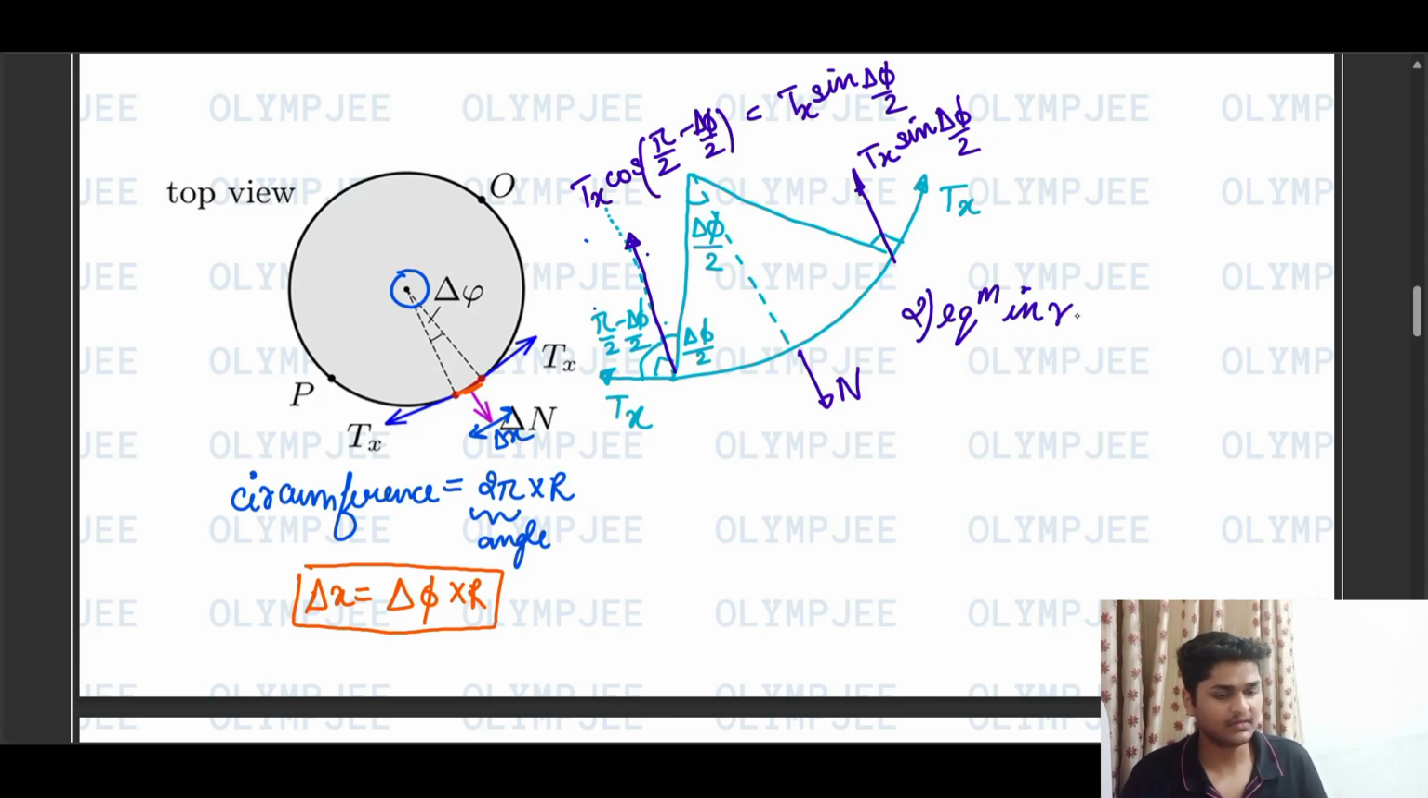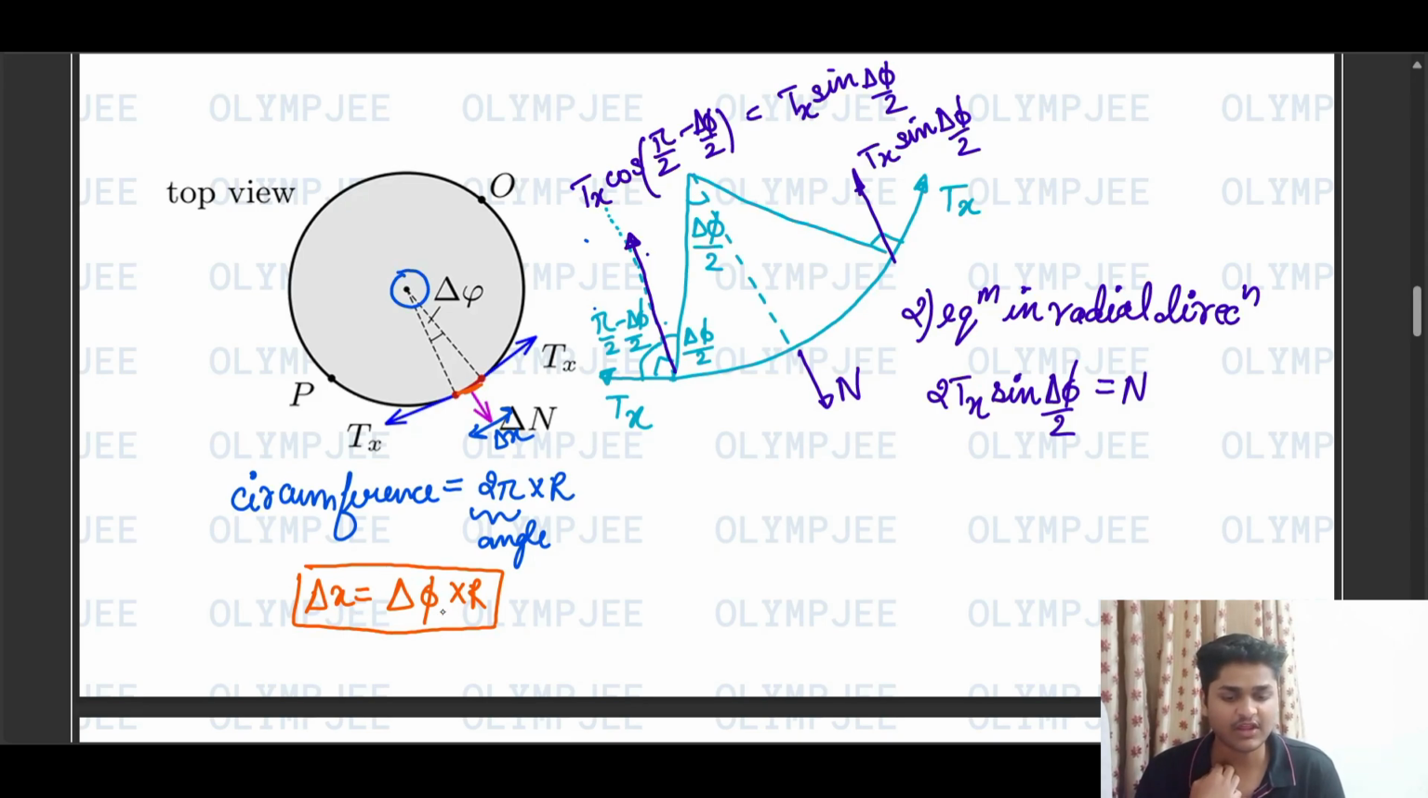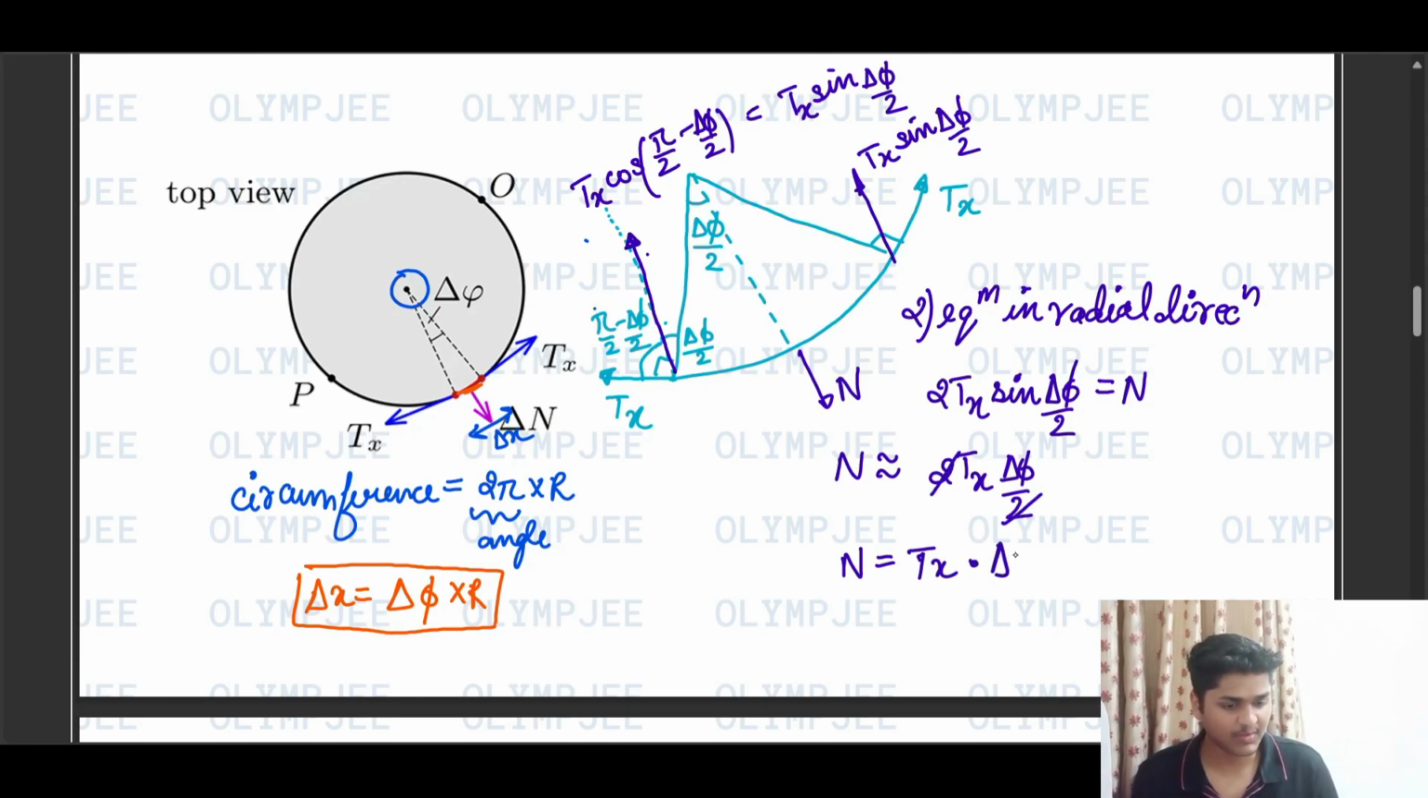So the equilibrium in radial direction we can write as 2Tx sine delta phi by 2 is equal to normal. And since this delta x is a very small length which we are analyzing, from here we find that delta phi is delta x by r, which is even smaller than delta x. So delta phi is a very small angle, and delta phi by 2 is even smaller. We know that if we take the sine of a very small angle, then it can be approximated to that angle. So this will become 2Tx delta phi by 2, normal is approximately equal to this, and from here we can substitute delta phi. The 2 cancels, so it will come out as Tx multiplied by delta x by r.